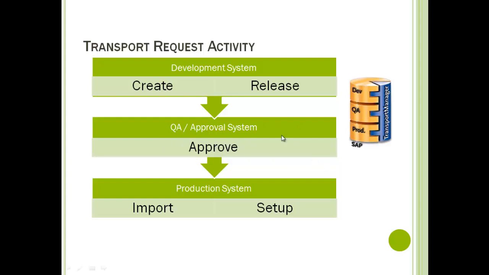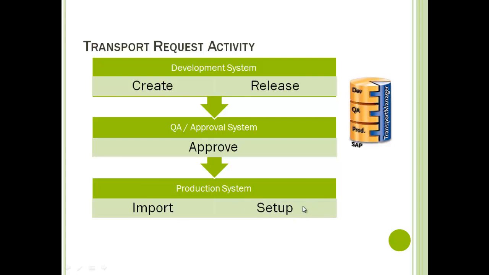So the approval to production also can be controlled using authorization. Once this change is approved for production, the basis consultant will do the import of this particular TR into production. So it goes to production. Here we don't have any other activity, but we have something called setup.